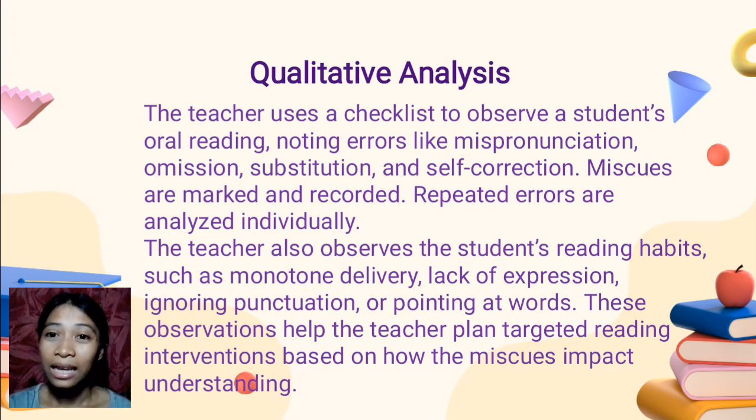Qualitative analysis. The teacher uses a checklist to observe a student's oral reading, errors like pronunciation, omission, substitution, and self-correction. Cues are marked and recorded. These errors are analyzed individually.